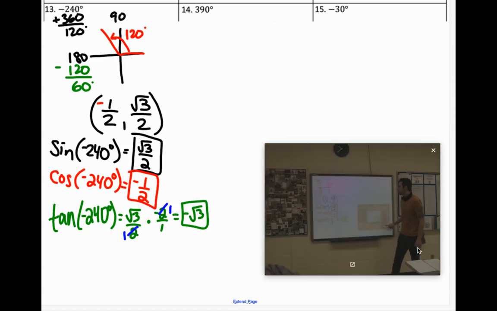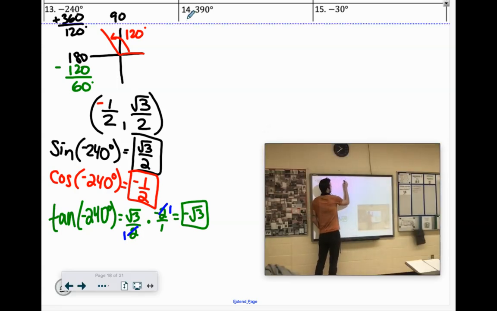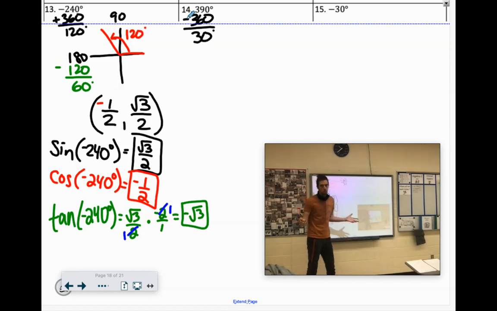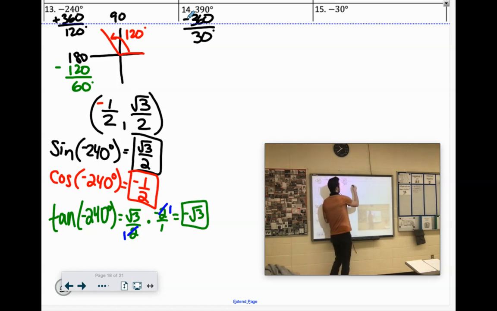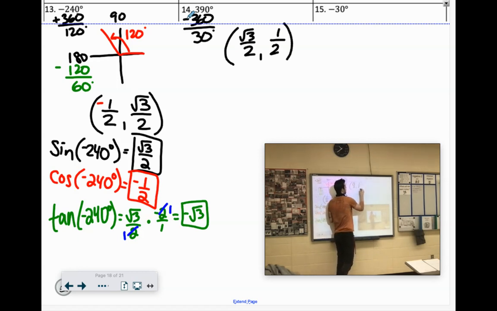So 390 degrees. Again, let's look for a coterminal angle here. So let's subtract 360, which gives us a 30 degree angle. It's in quadrant 1, 30 degrees. You put down your 30 degree finger. On the left, we have 3 fingers. So our x-coordinate would be root 3 over 2. Our y-coordinate, we have 1 finger over there, so it'd be 1 over 2.